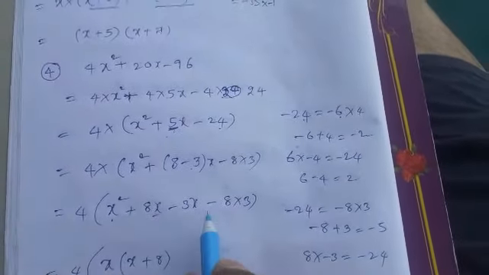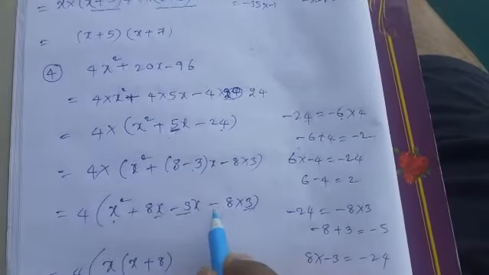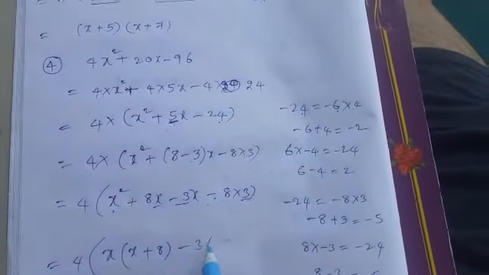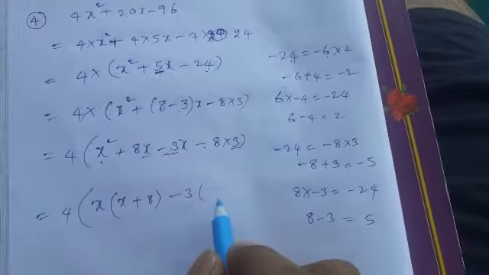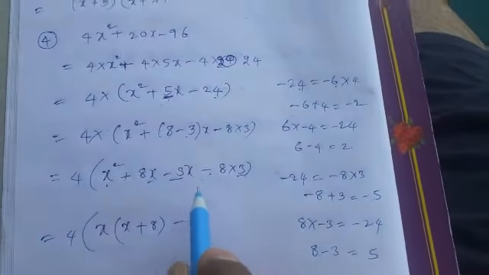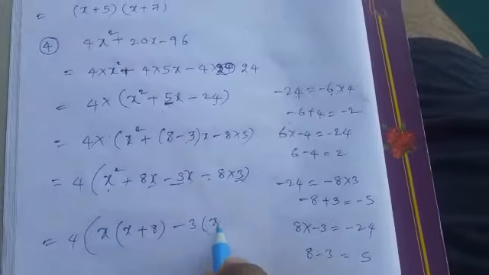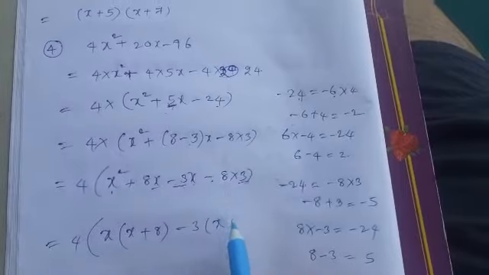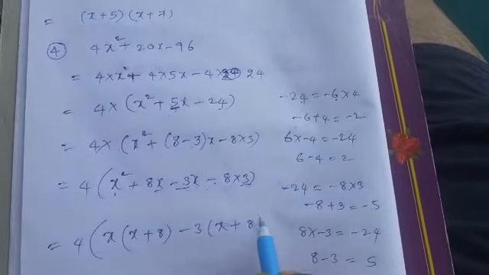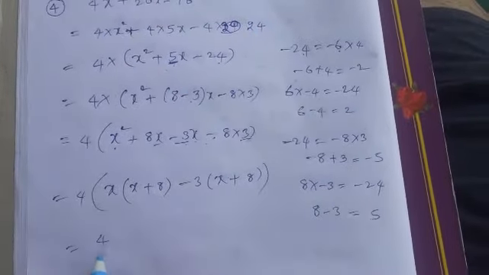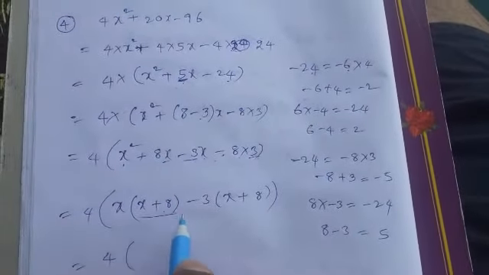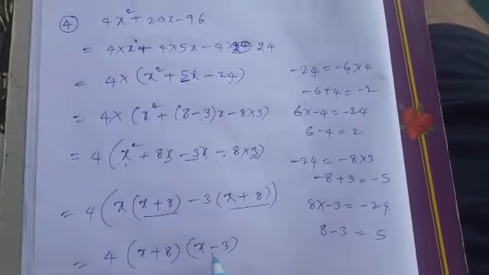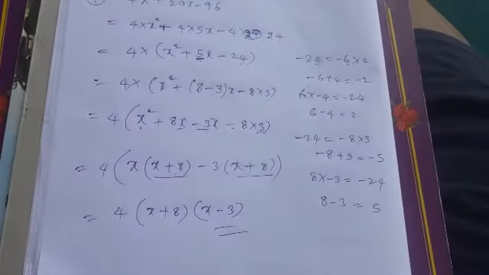Here for these two, minus 3 is a common factor. Minus we can take common, and 3 is a common factor. Now what is the remaining? Whenever you are taking minus common, the symbols will change. So here the remaining factor is x. Minus 3 taking common, that x becomes plus x. Here minus taking common, minus becomes plus. What is the remaining? 8. That is 4 of, again what is the common factor? x plus 8. Take x plus 8 common. What is the remaining? x minus 3. So this is the factorization.